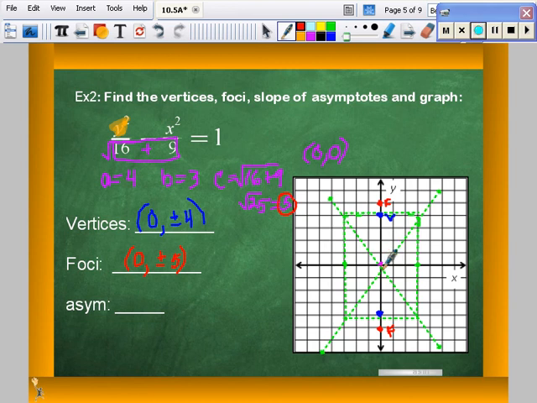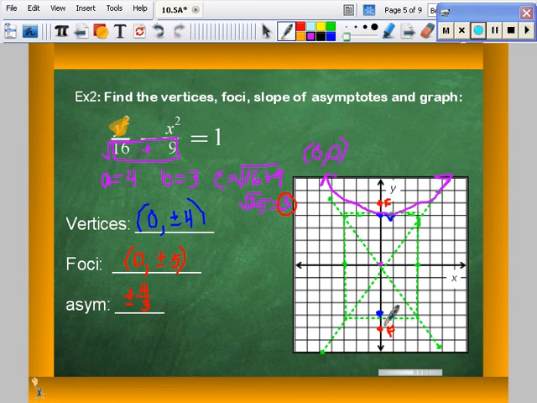Asymptotes are slopes. So how much did we go up from this HK to the vertex? We went up 1, 2, 3, 4, and over 3. Up 4, over 3. So our slope is plus minus 4 over 3. All we have left to do now is to graph. Remember, if y is leading, hyperbolas are going to be up and down. So here we go. We're going to swing this around, hit the vertex, come on back, try not to hit that line.